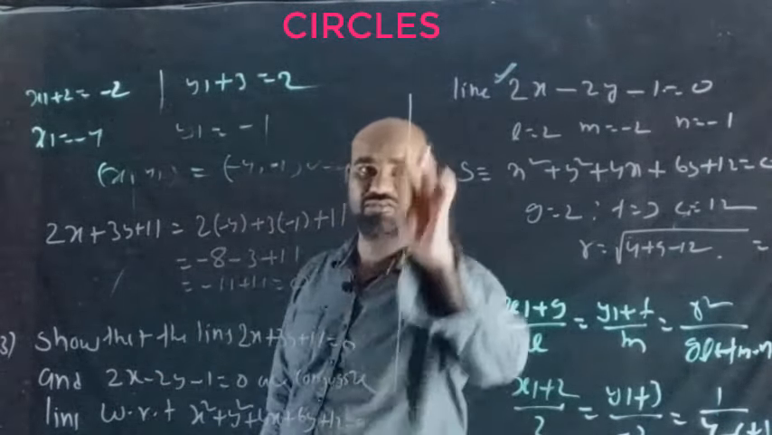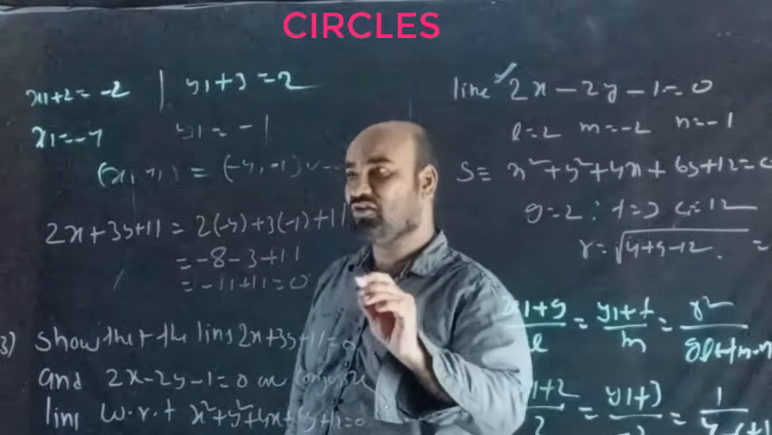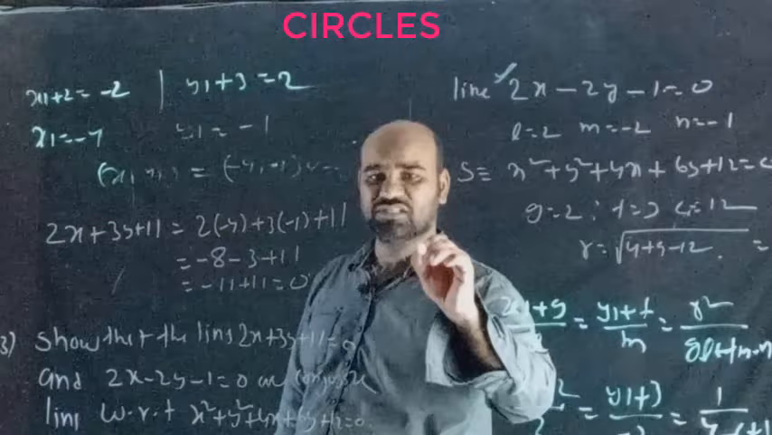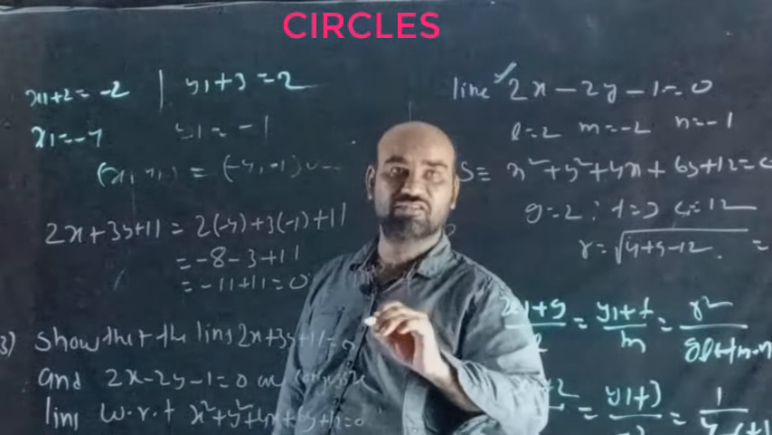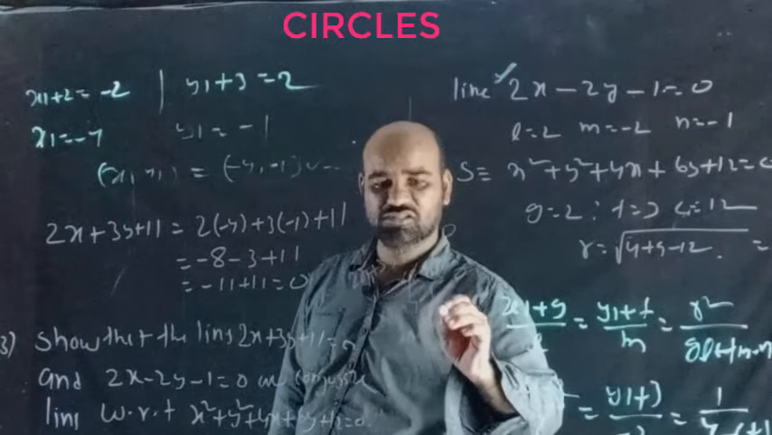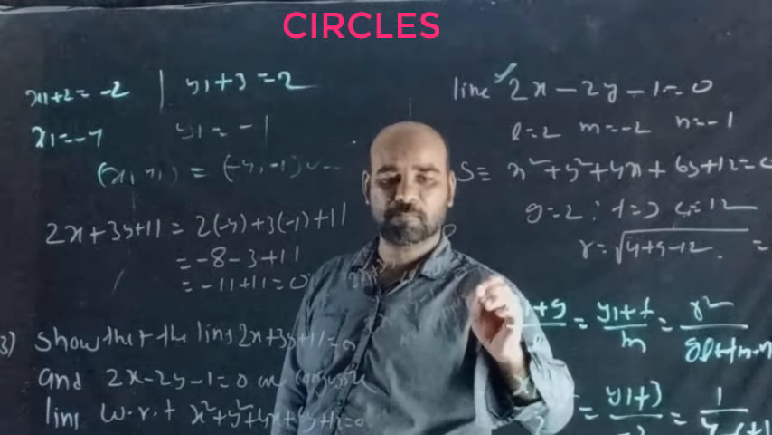Therefore, conclusion: the lines 2x plus 3y plus 11 equals 0 and 2x minus 2y minus 1 equals 0 are conjugate lines.